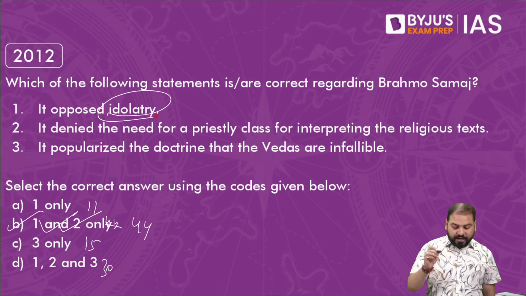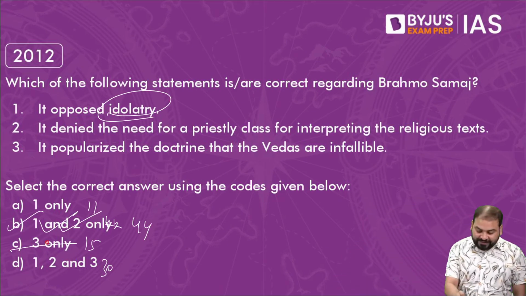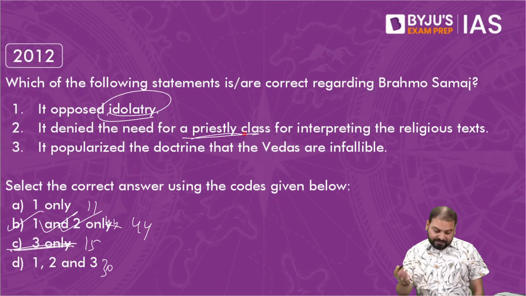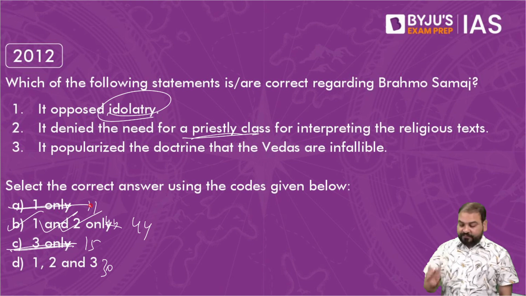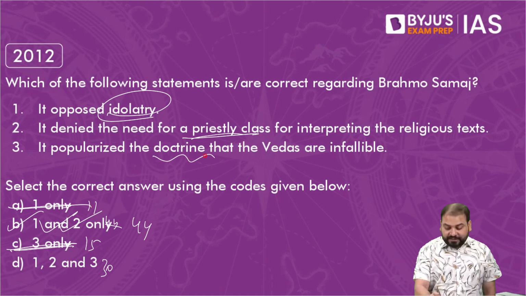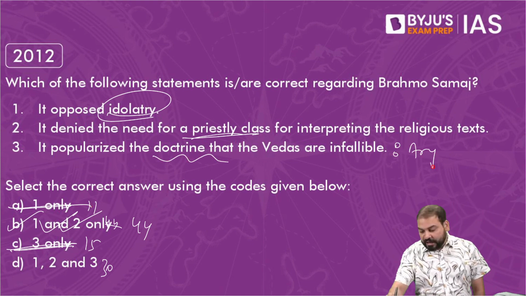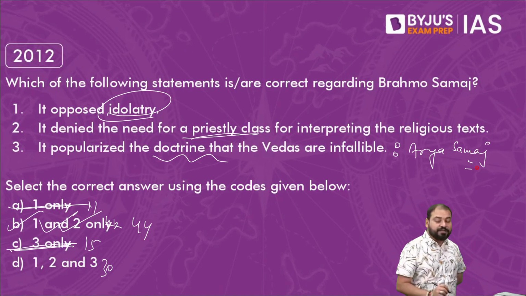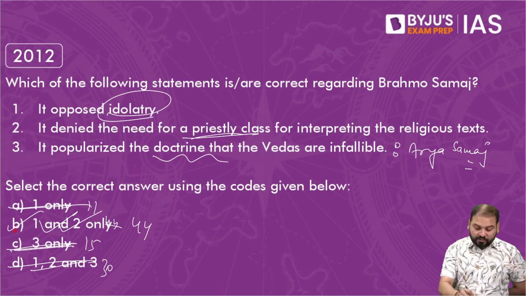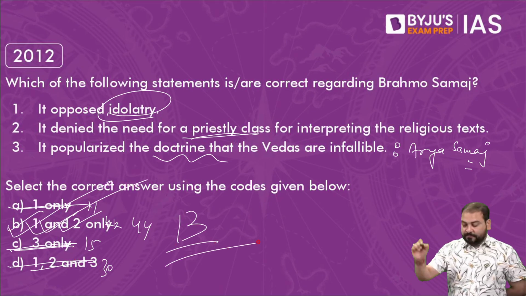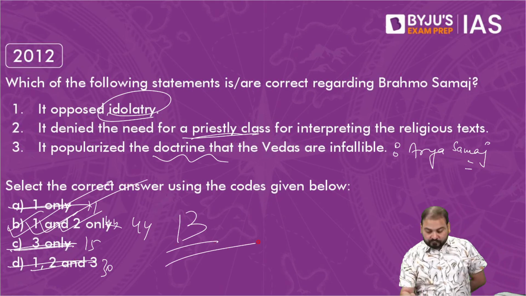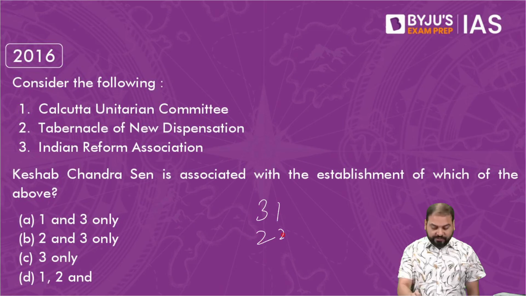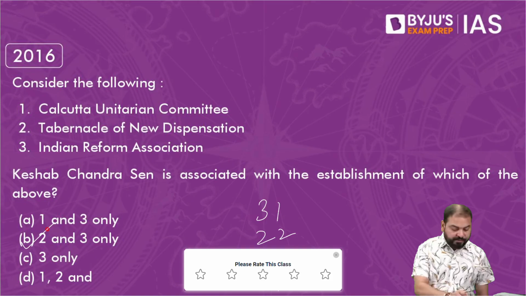They did oppose idol worship, so those who said C, worst answer. They did say no need for the priestly class, so those who said A, second worst answer. And remember, this doctrine was given by Arya Samaj. It was Arya Samaj which said that the Vedas are infallible. So D is wrong. The correct answer is B. 22, 39, 9. B is correct.